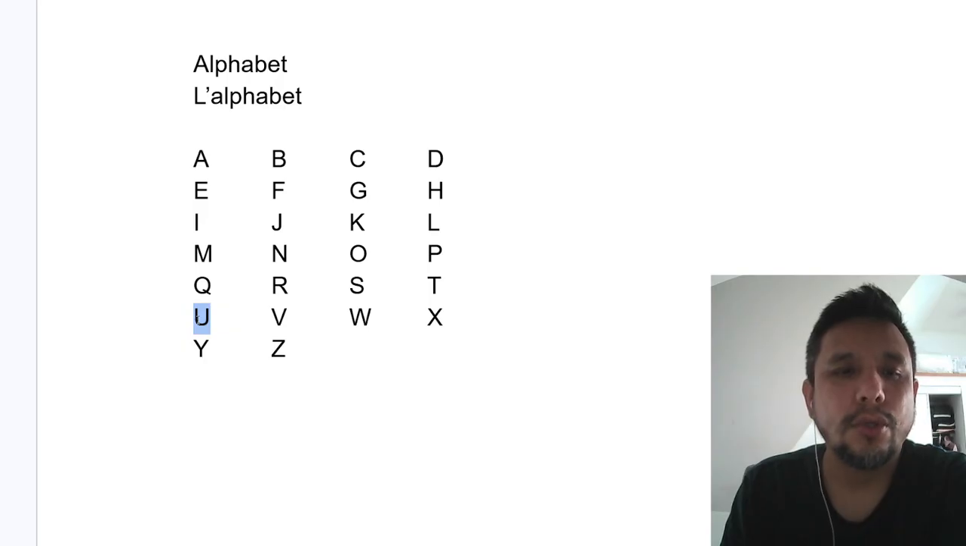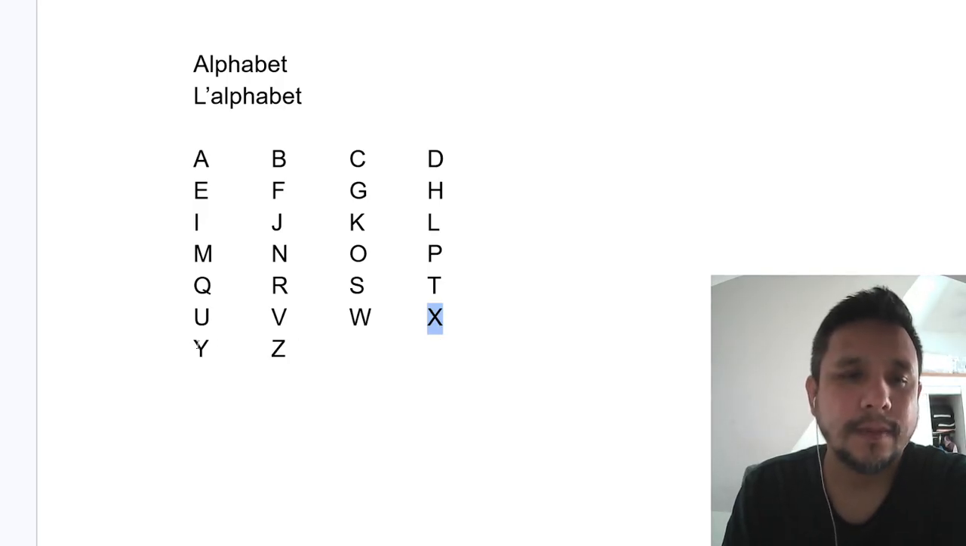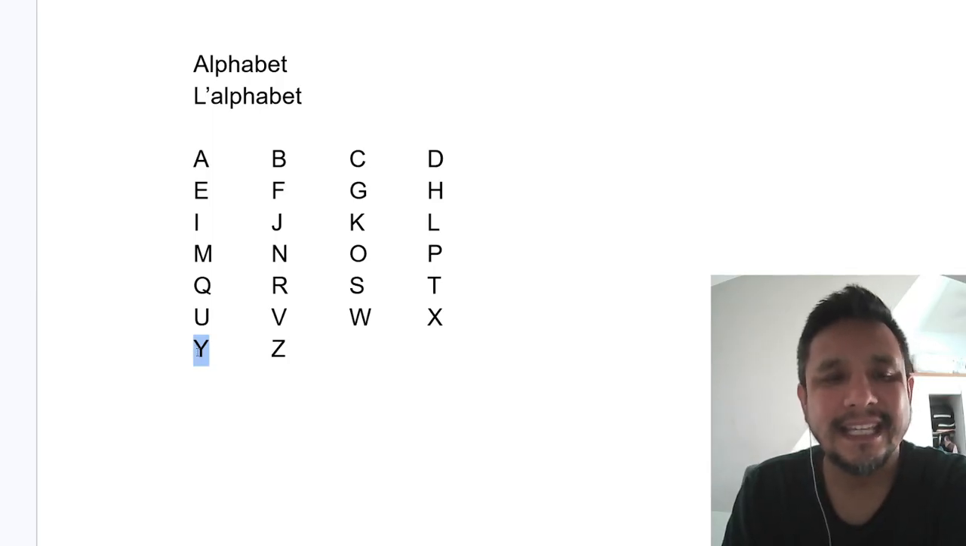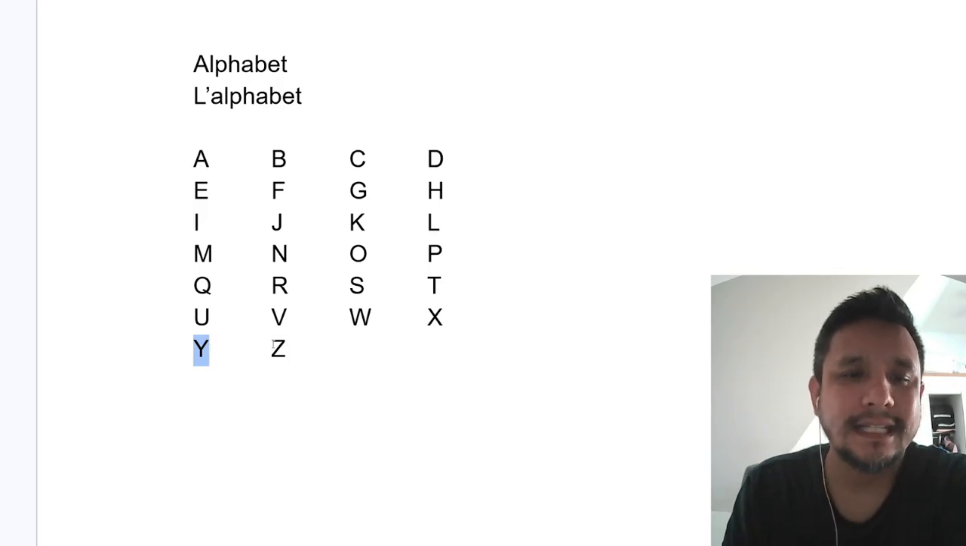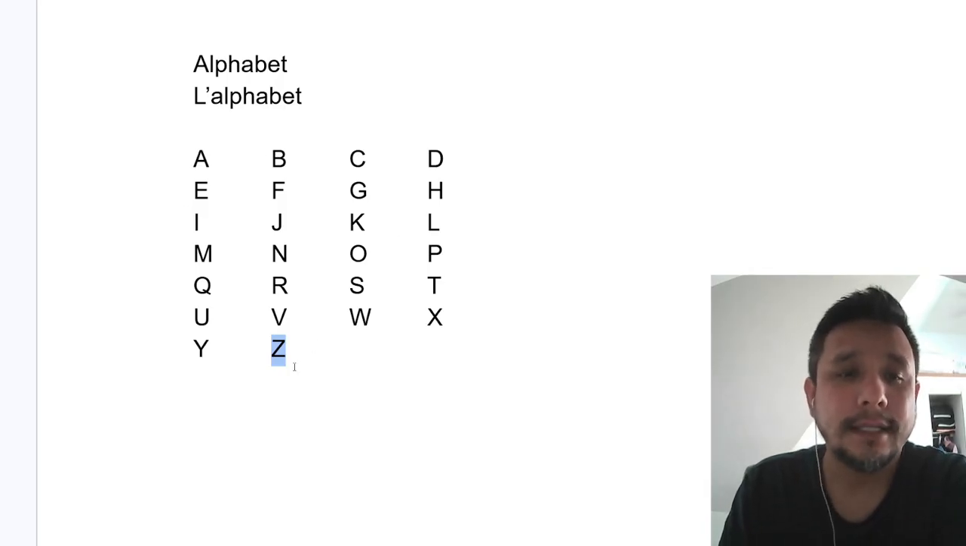U, U. V, V. W, W. X, not X, but X. Y, Y, okay? Y, Z, Z, okay? Kind of similar, but a little bit different.